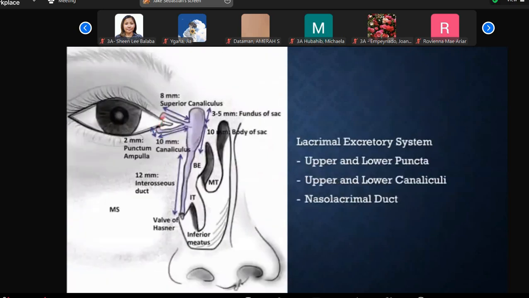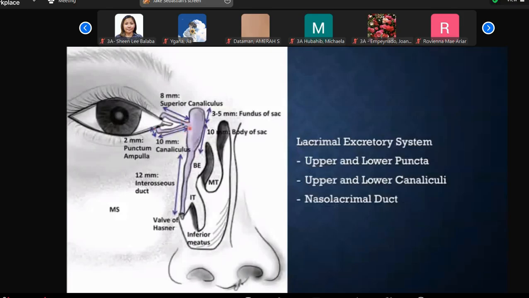So the punctum is the hole. The canaliculus is the small canal. So we are taught that the canaliculus is divided into two. There's a vertical and horizontal component. In total, the length is 10 millimeters or 1 cm, but the vertical component you see here is only 2 millimeters, and then the horizontal component is 8 millimeters. So similar to the lower canaliculus, 2 millimeters vertical, 8 millimeters horizontal to complete a total length of 10 millimeters.